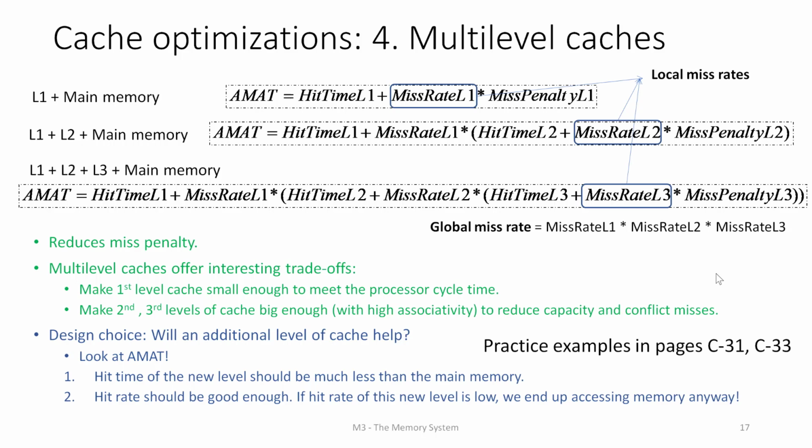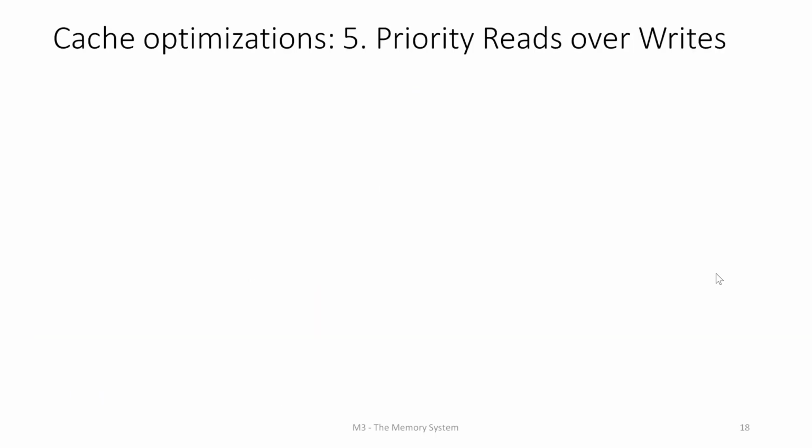So there are a couple of practice examples in pages C31 and 33, very well described. I want you to go through. They are discussing about this particular design decision, whether we can go ahead adding a new level or not.